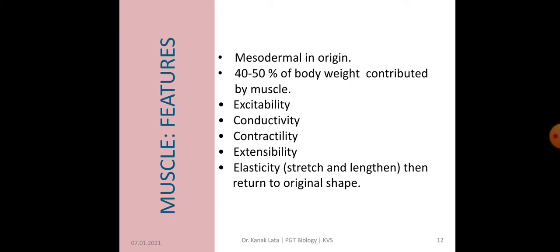Next feature of muscle is contractility, meaning it has the ability to forcibly shorten. Another feature is extensibility, meaning that muscles have the ability to lengthen without muscle activation. Next property is elasticity, meaning muscles get stressed and lengthen and then return to original shape.